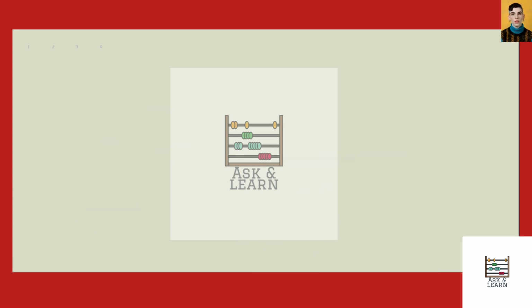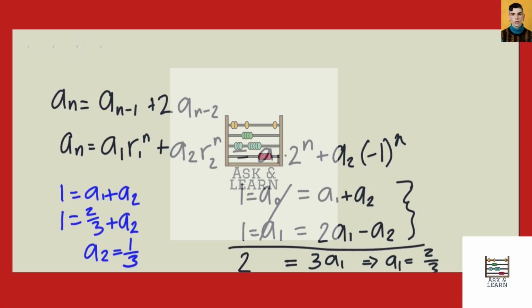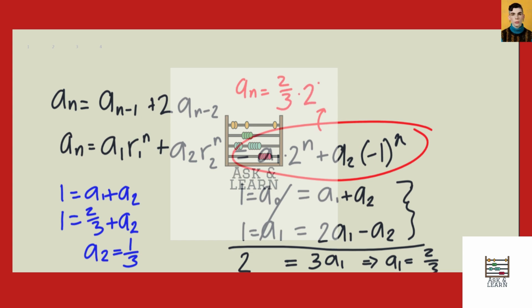So now that we know those values, we can put them into the equation. So what we're looking at is, in particular, this equation. So then we get that a_n is equal to 2/3 times 2 to the power of n plus 1/3 times -1 to the power of n. Okay, and so that is the solution to our recurrence relation.